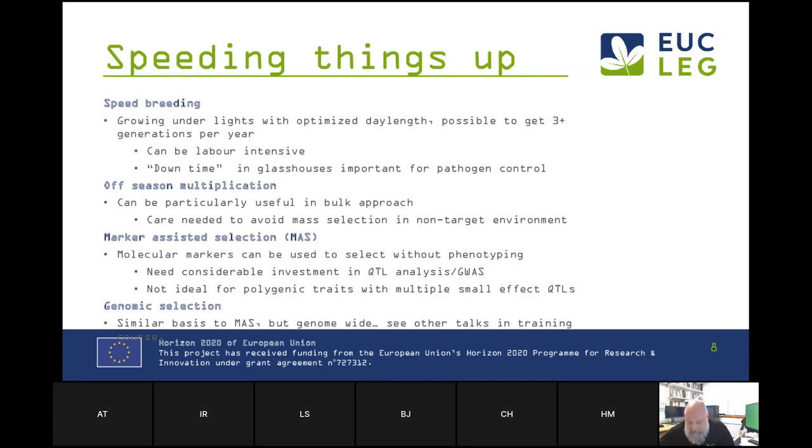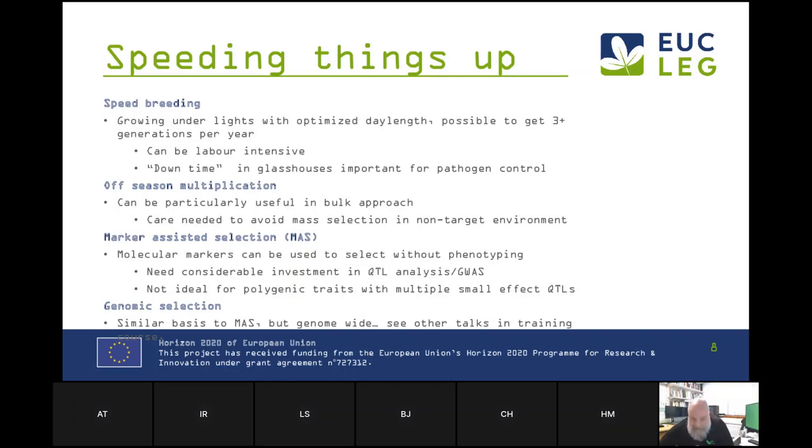Again, care is needed to ensure that no selections are happening in non-target environments. So if we're multiplying plants in Chile for use in the UK, we have to be careful that we're not selecting for use in Chile.